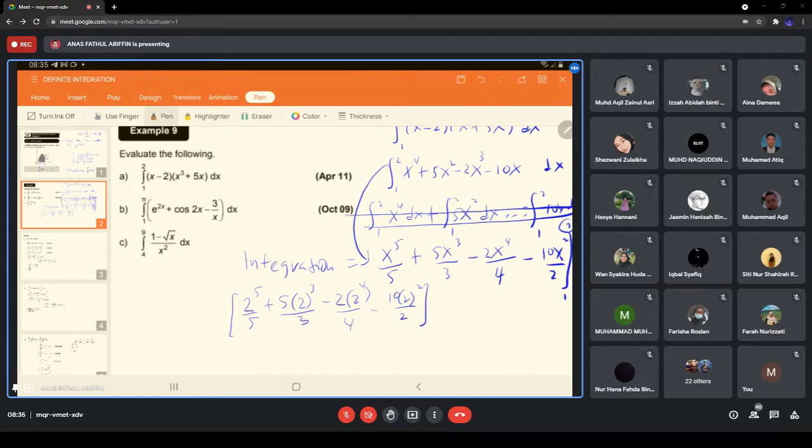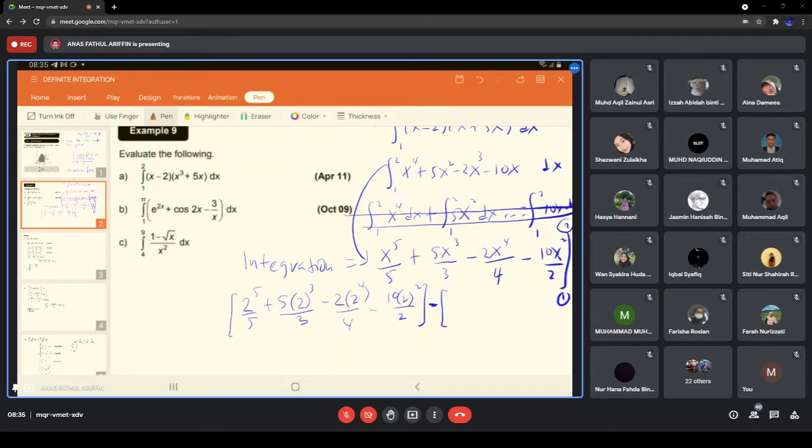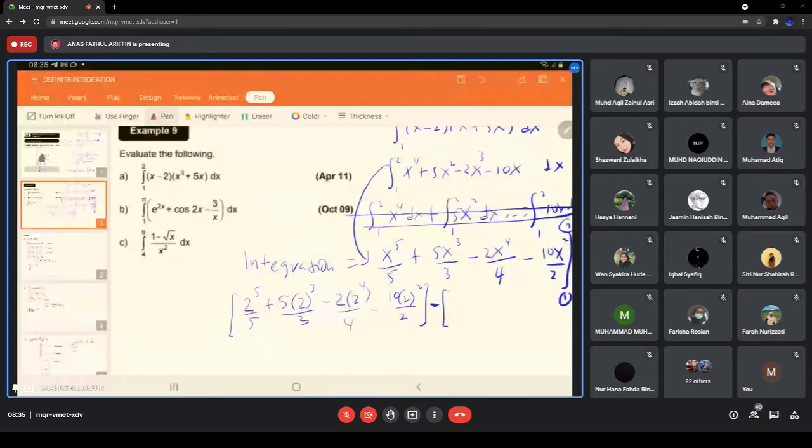Now, for lower limit 1, we need to minus. Minus, and then, okay, all the value of x, we substitute by the value of 1, which is the lower limit. Okay, so we get 1 power of 5 over 5 plus 5 times 1 power of 3 over 3.